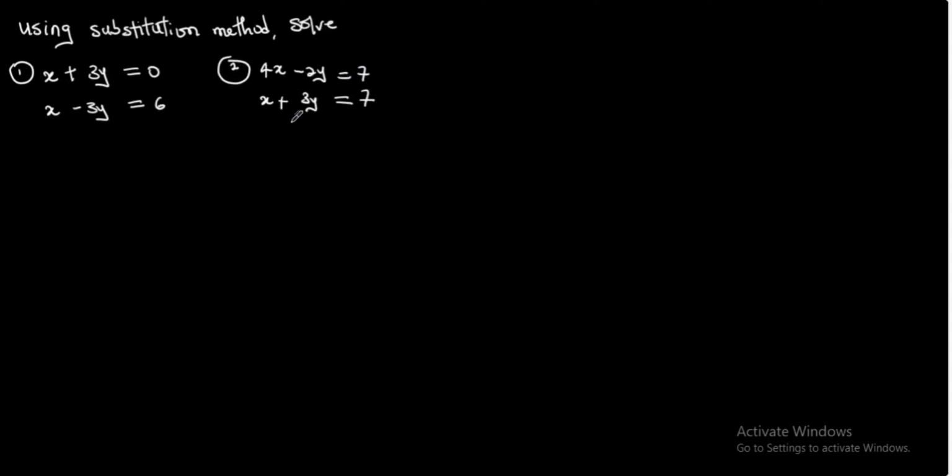So I have these questions that say, using the substitution method, solve x plus 3y equals 0, x minus 3y equals 6. And question 2 says, 4x minus 2y equals 7, x plus 3y equals 7. Now, solution. Number 1, we have x plus 3y equals 0, and then x minus 3y equals 6.